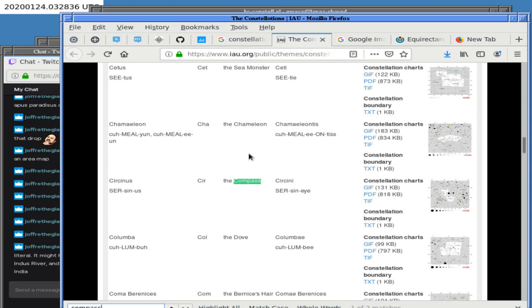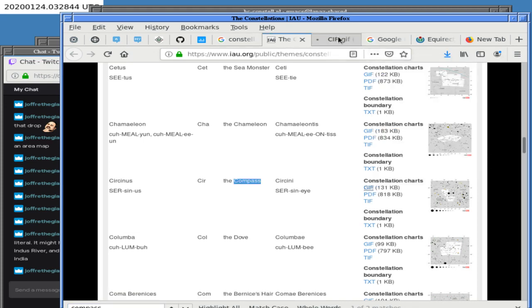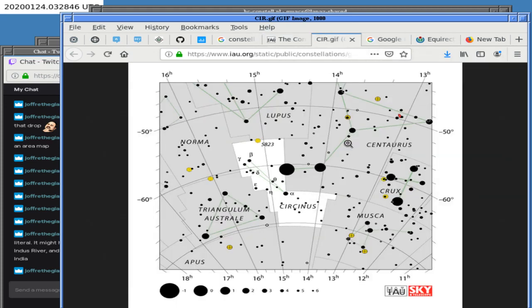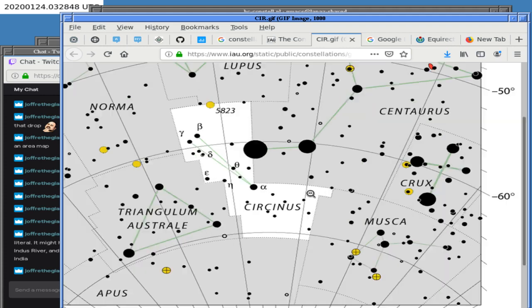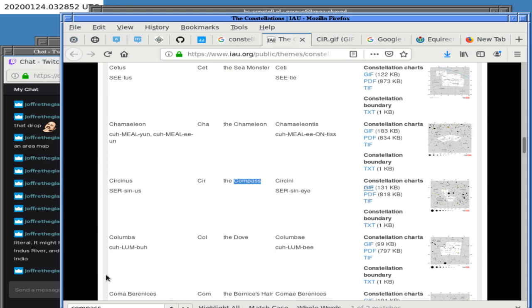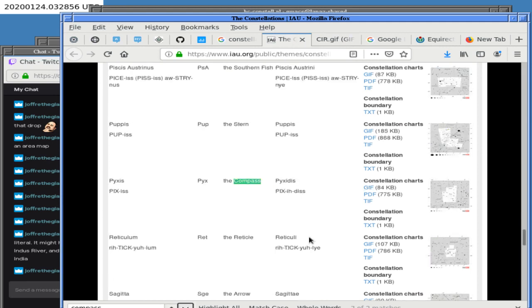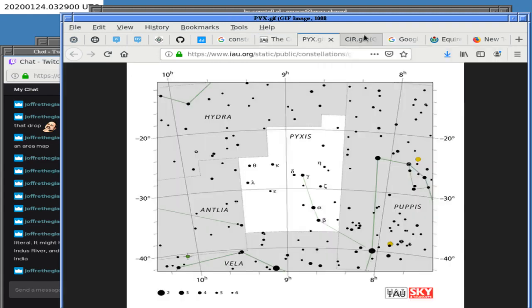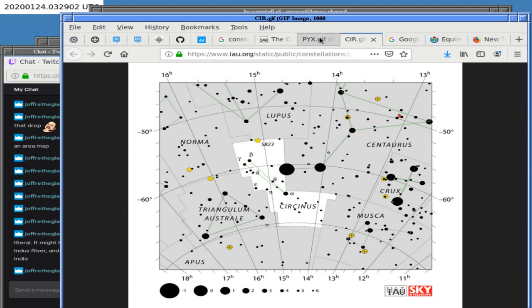All right, we have Circinus. Is this still a constellation, though? Hang on. Let's see if this is a... Okay. I mean, if it's listed here, it should be. I'd never noticed this before. Unless these are the same or something, or very similar. No, there are two compasses in the sky.